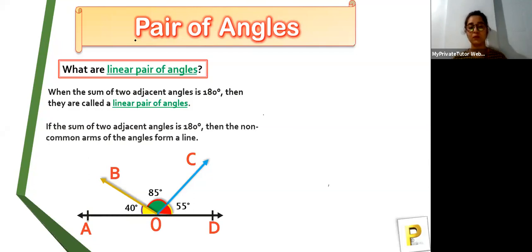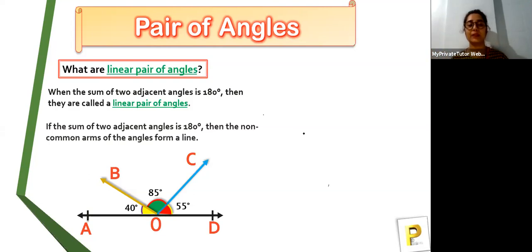So if you sum up 40 plus 85 plus 55 degrees, you get the total as 180 degrees. Yes, they are linear pair of angles. So when adjacent angles make a total of 180 degrees, those angles are called linear pair of angles. Okay, so I hope you are clear with this part. Simply remember: adjacent angles that make a total of 180 degrees.